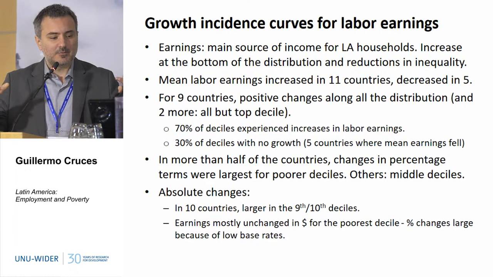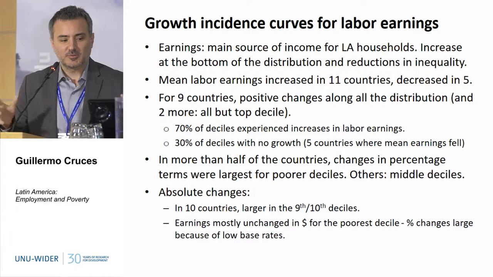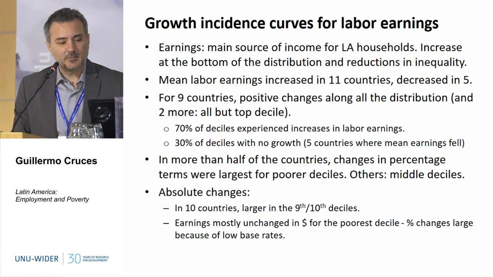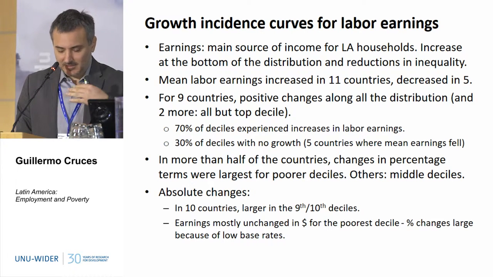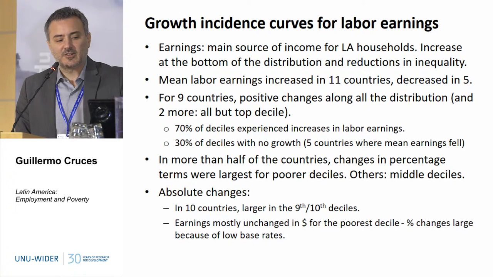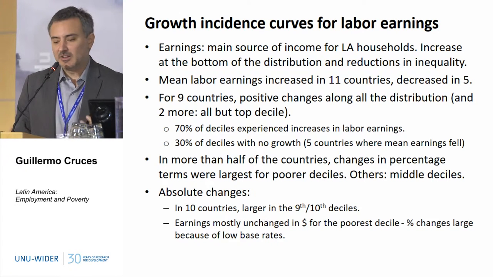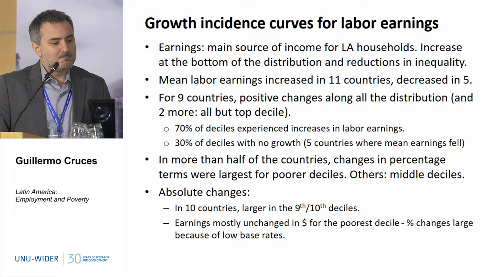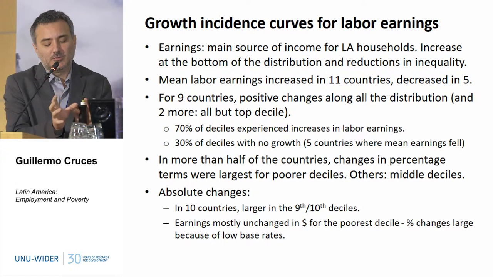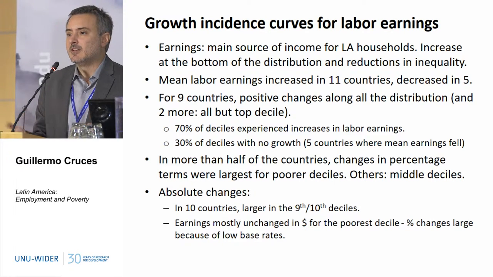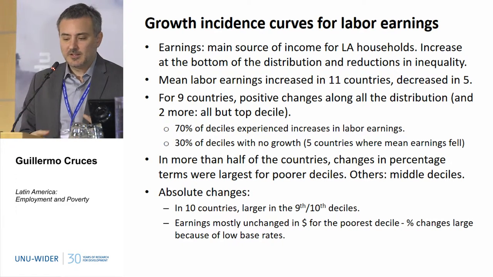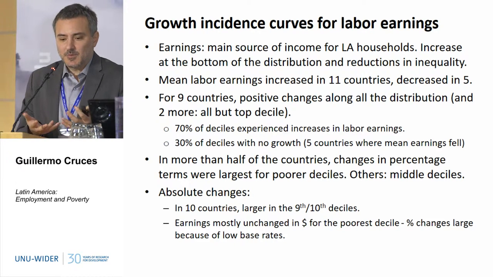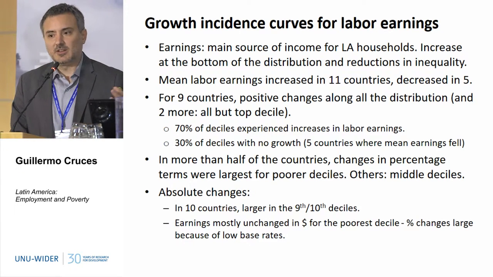In 70% of these deciles, if we group people in the region like this, experience increases in labor earnings, and 30% of these deciles saw no growth, and these are almost all based in the five countries where mean earnings actually fell. In more than half of the countries, the changes in percentage terms were larger for the poorer deciles, and in others it was in the middle deciles. So these were definitely progressive changes. That's why we see these reductions in poverty and reductions in inequality over the period.